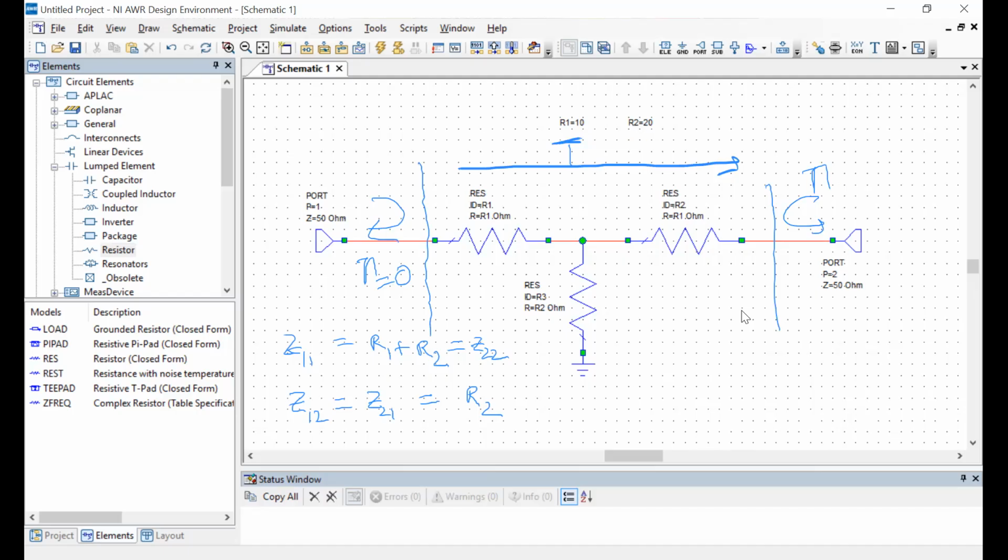Right? Now, one can actually, so this is where the notion of Z11 and Z in will come in, and we'll come to that in a little bit.